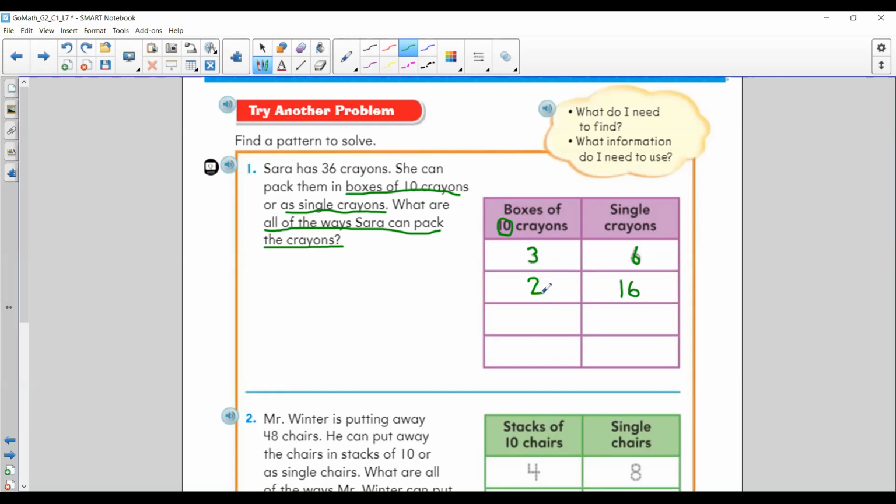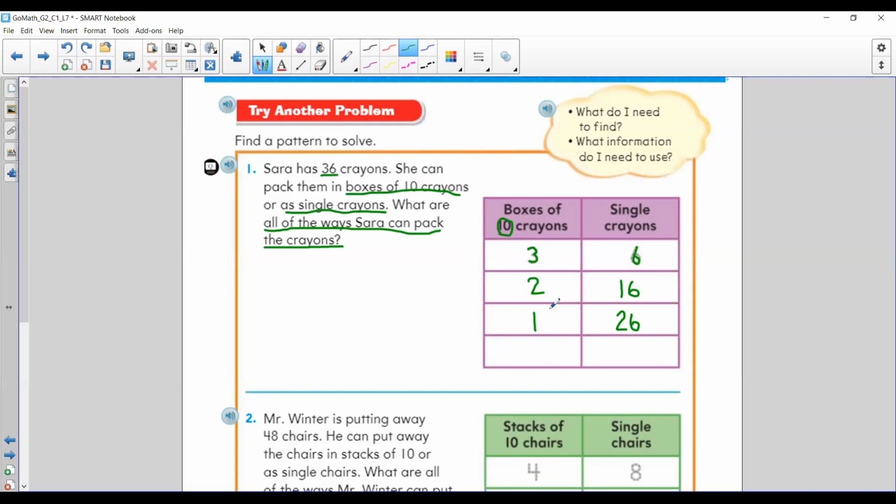So if we take another 10 away from 2 10s, 2 minus 1 is 1. But we have to add that 10 to the 16. So we go 6, 16, and what would be 10 more? 26. We're almost at 36. That's how many crayons Sarah has.